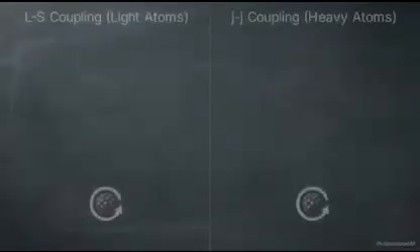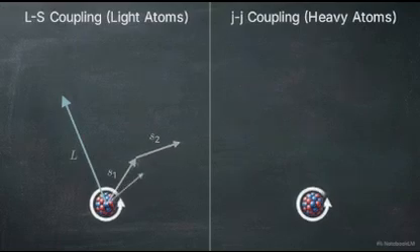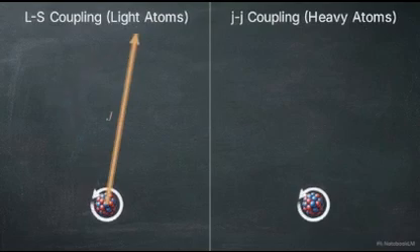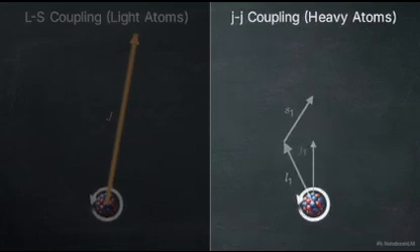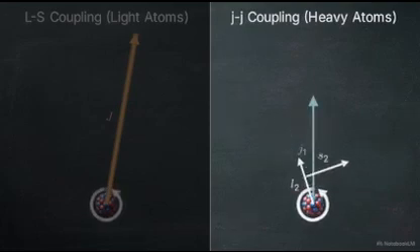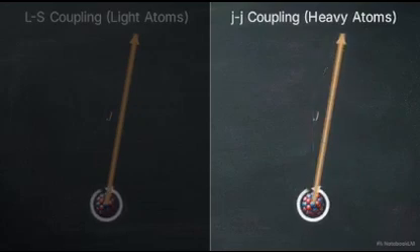In light atoms, we use LS coupling. Here, electrostatic forces dominate, causing individual orbital momenta to combine into a total L, and spins into a total S, before they join to form J. In heavy atoms, we use jj coupling. The high nuclear charge makes spin-orbit magnetic forces the primary interaction, so each electron's spin and orbital momentum couple into a J value before the electrons interact with each other.